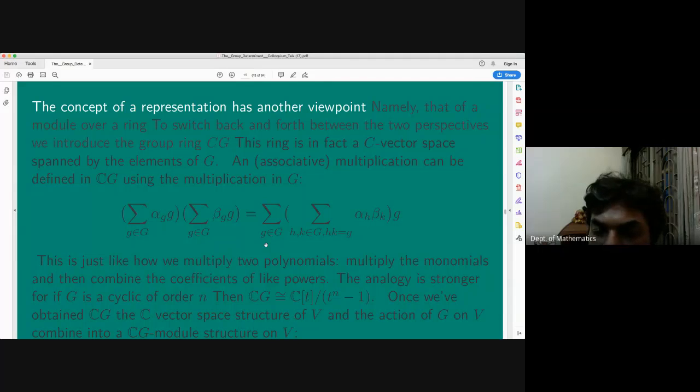So I have written it here. H and K are group elements, and if you multiply the two terms alpha H times H and beta K times K, you get alpha H beta K times HK. Now, if HK is G, then this term becomes alpha H beta K times G. As you do it for polynomials, you combine all the coefficients which appear in this multiplication for the group element G. This is not very difficult business. It's not very advanced. Any of you can easily understand this. So this is called a group ring.